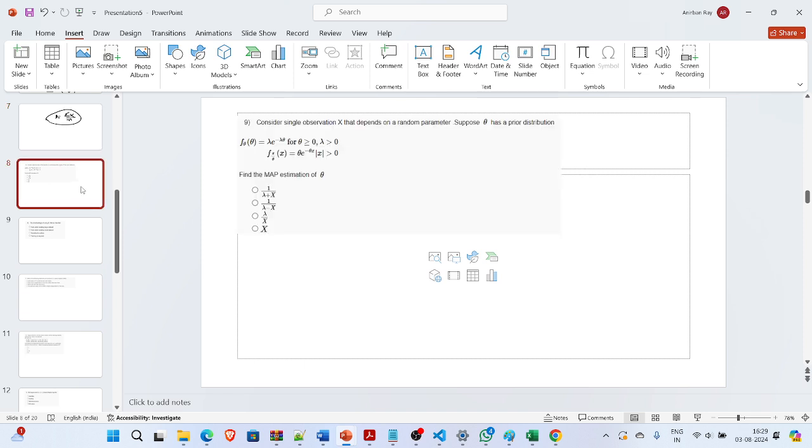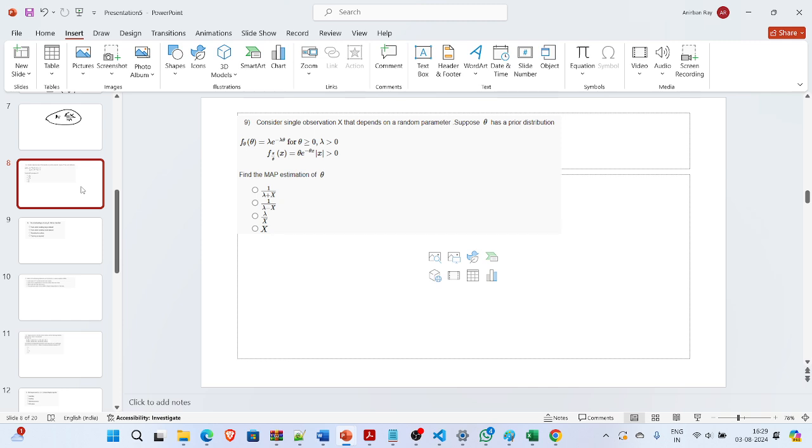Another similar question actually. But in this case, what you have is a prior. Okay. So they have called for a MAP estimate. So that is to maximize the posterior. Okay. So posterior is defined as the prior times likelihood by evidence.